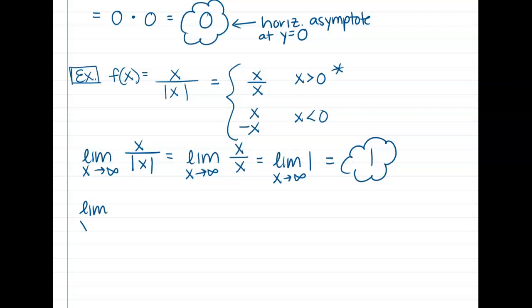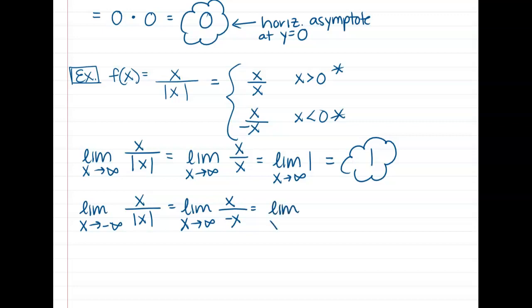Whereas if we find the limit as x approaches negative infinity of x over absolute value of x, this is x over negative x. Oh, I forgot a fraction bar there, sorry. X over negative x, okay? Because as x goes to negative infinity, that's definitely less than 0. And this is the limit of negative 1, which is negative 1.